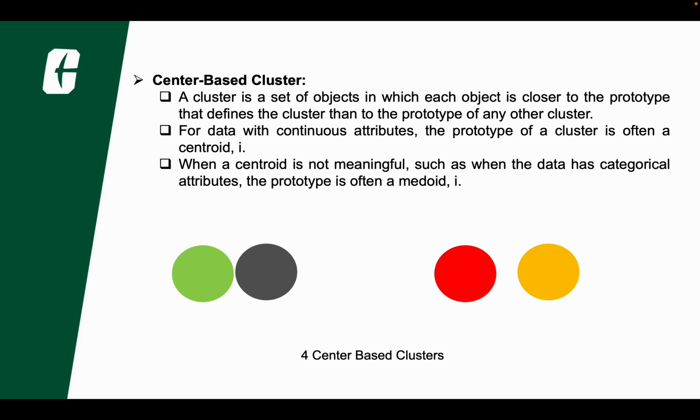The second one is the center-based cluster. A cluster is a set of objects in which each object is closer to the prototype that defines the cluster than to the prototype of any other cluster. For example, if we take data with continuous attributes, the prototype of a cluster is most often the centroid. When the centroid is not meaningful, such as when the data has categorical attributes, the prototype is often the medoid. Here, I have taken the example of four center-based clusters.